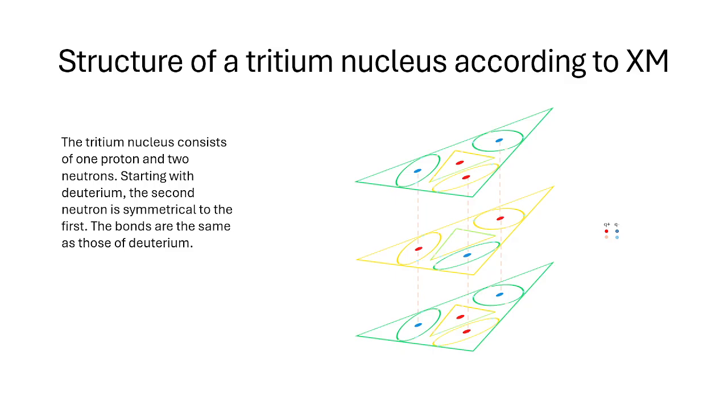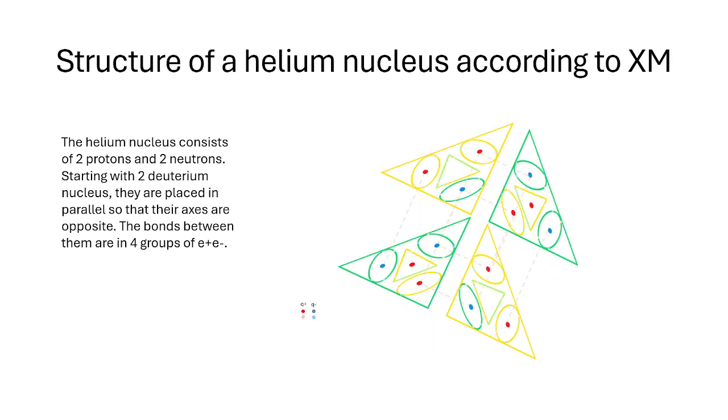Structure of a tritium nucleus according to XM. The tritium nucleus consists of one proton and two neutrons. Starting with deuterium, the second neutron is symmetrical to the first. The bonds are the same as those of deuterium.